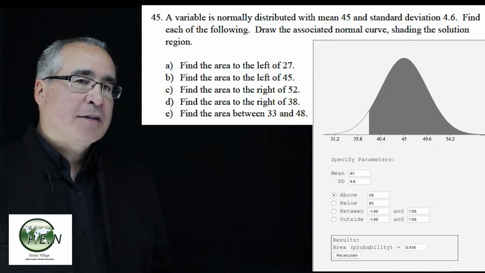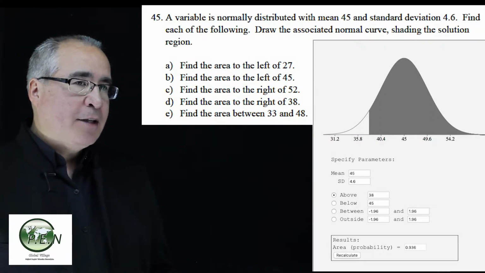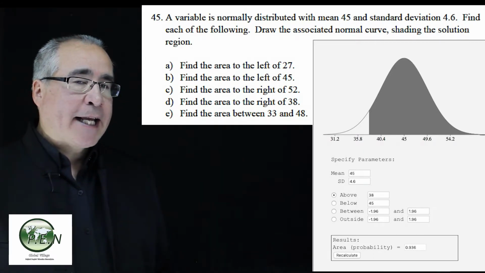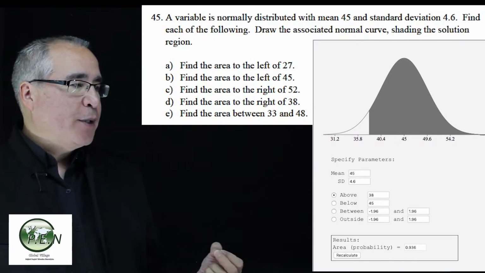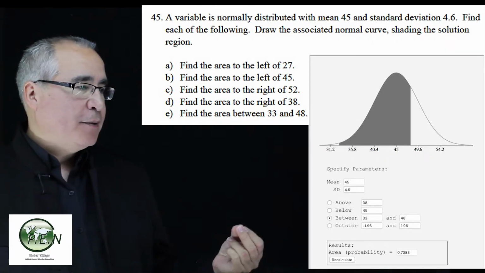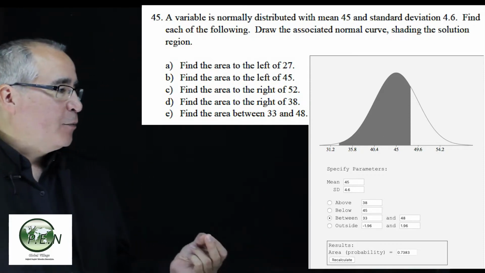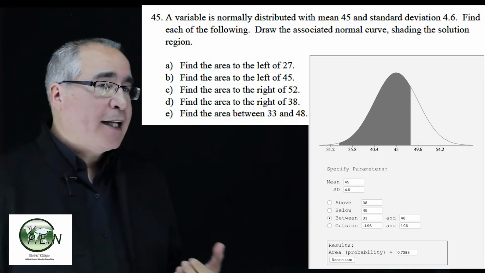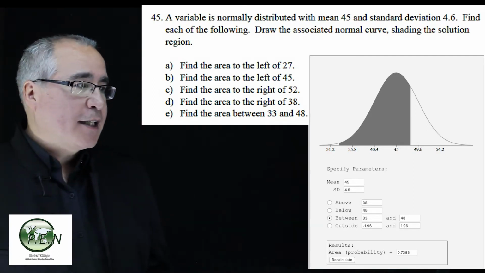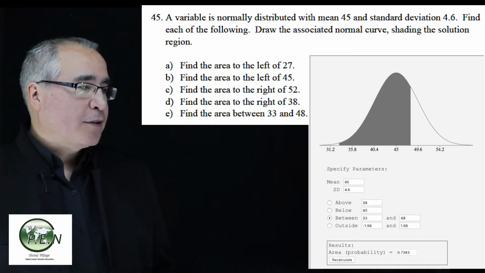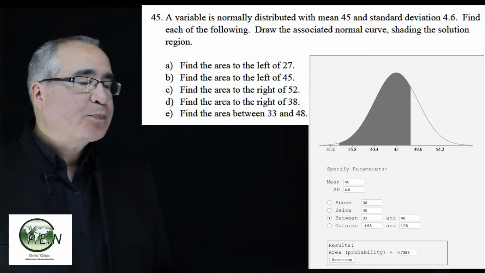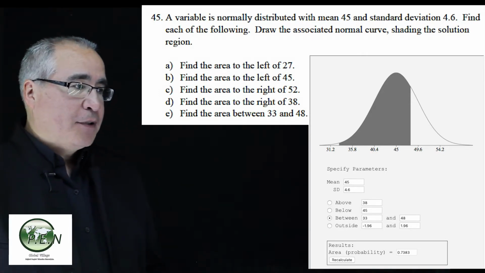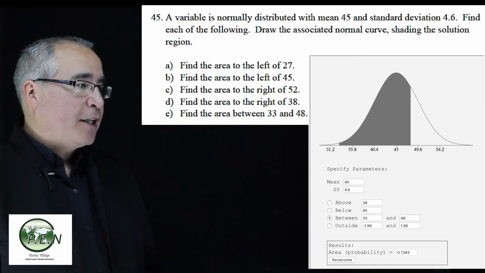And the nice part about this is this next calculation, E, would be more difficult if we were doing it by hand. But here, it's the area between. So we just click on the button that says between. We enter our 33 and our 48, and we find that it is 0.7383, so 73.83% is between these scores of 33 and 48. And that's how we can use the online calculator to do many of these calculations for us.